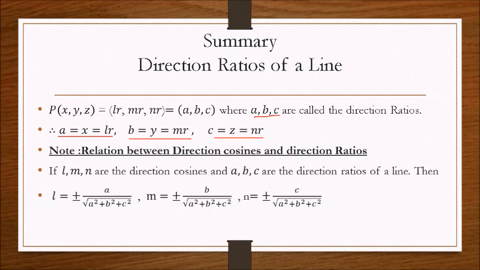Now we take a relation between direction cosines and direction ratios. If l, m, n are direction cosines and a, b, c are direction ratios, then the direction cosine l equals plus or minus a divided by root of a square plus b square plus c square. m equals plus or minus b divided by root of a square plus b square plus c square. n equals plus or minus c divided by root of a square plus b square plus c square. So these are the formulas which give the relation between the direction cosines l, m, n and the direction ratios a, b and c.